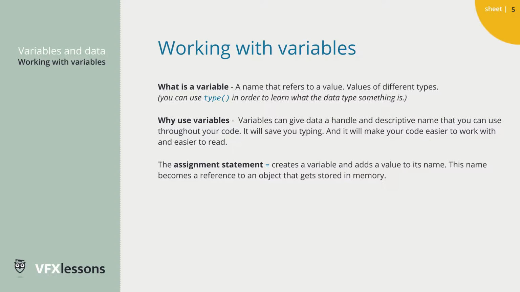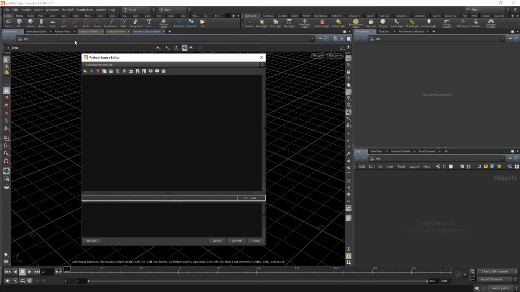Before we actually open Houdini, let's briefly define what a variable is. It's just a name that refers to a value. Values of different types like strings and integers and floats and so on. Why use variables? Well, variables can give data a handle and a descriptive name that you can use throughout your code. It will save you typing, it will make your code easier to work with and easier to read. So the assignment statement, looking like the equal sign, creates a variable and adds a value to its name. This name becomes a reference to an object that gets stored in memory. So without getting too theoretical, let's go into Houdini and start coding. Let's start looking at variables inside of Houdini.